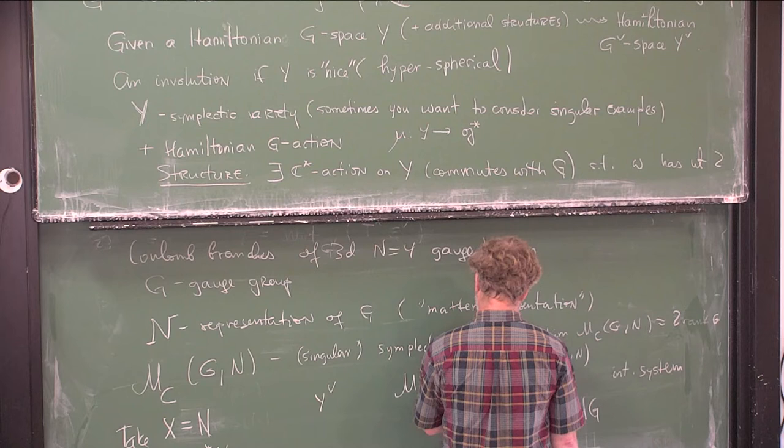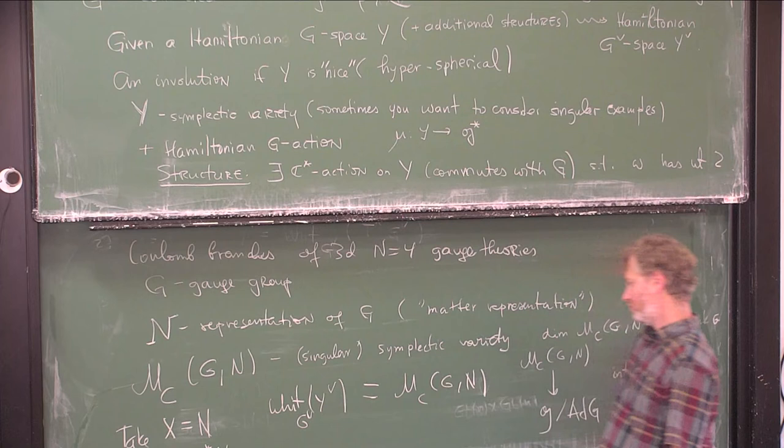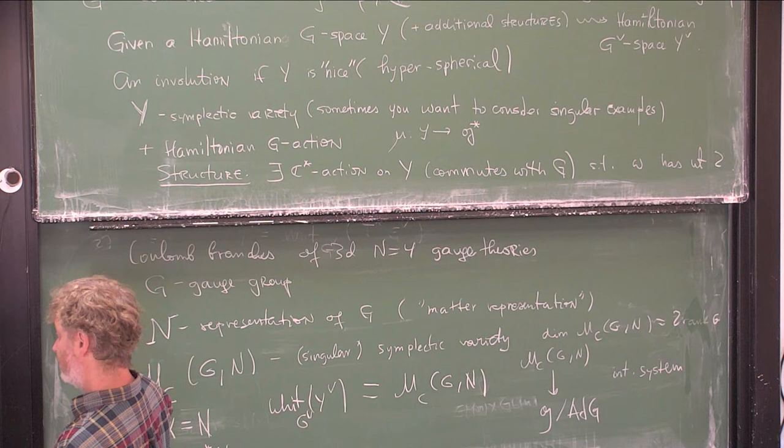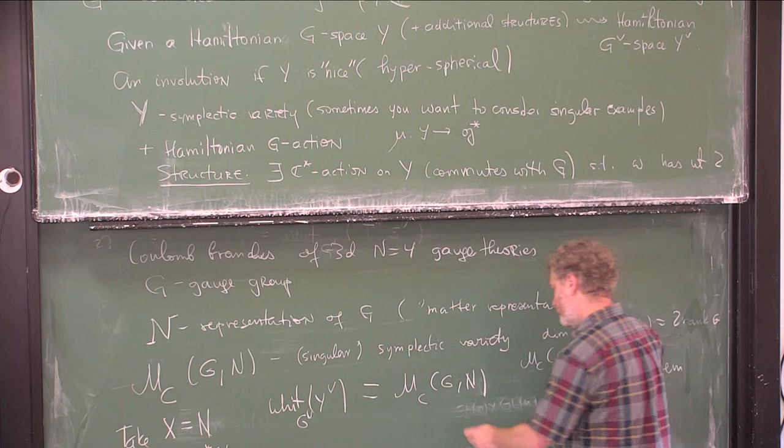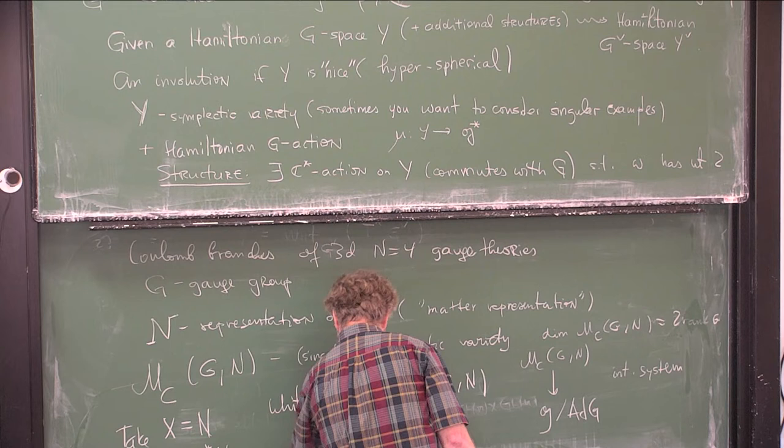Well, the claim is that it's just, again, this Whittaker reduction. And if you remember the definition of the Whittaker reduction, which is not on the board anymore, then it always has a natural map to G check star quotient by the adjoint action of G check, but that's actually canonically the same as G star by the adjoint action of G.